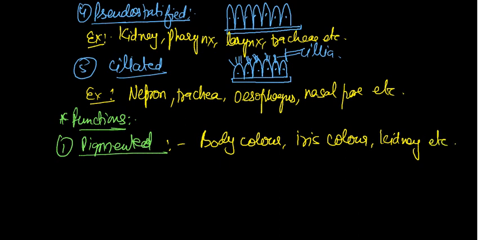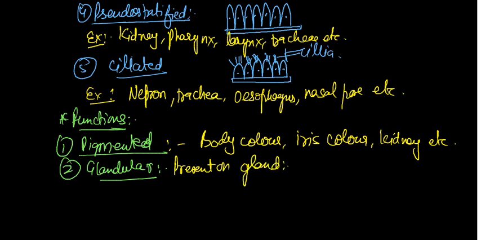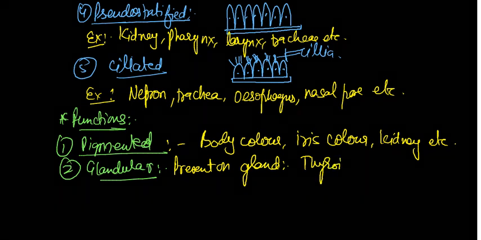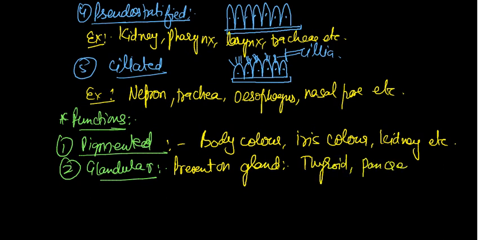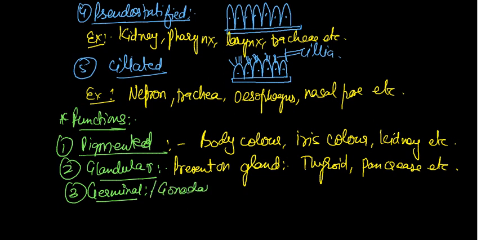The second one is glandular. It means it is present on glands, whatever glands are in our body, such as thyroid, pancreas, etc. The third one is germinal, also called gonadal, which helps in the formation of testis and ovary. The example is testis and ovary.